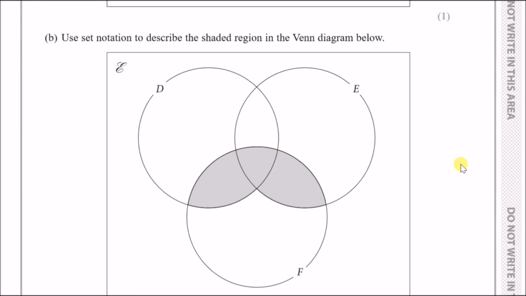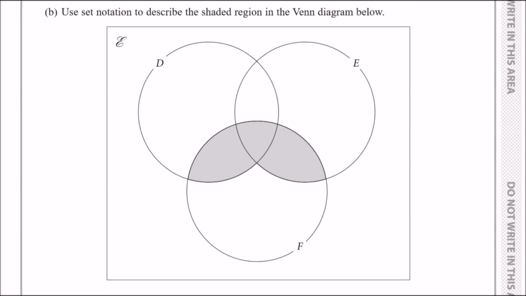Okay, so use set notation. Use set notation to describe the shaded region in the Venn diagram below. All right, so I had some thinking on this one. What it looks to me is that F has got the better deal.